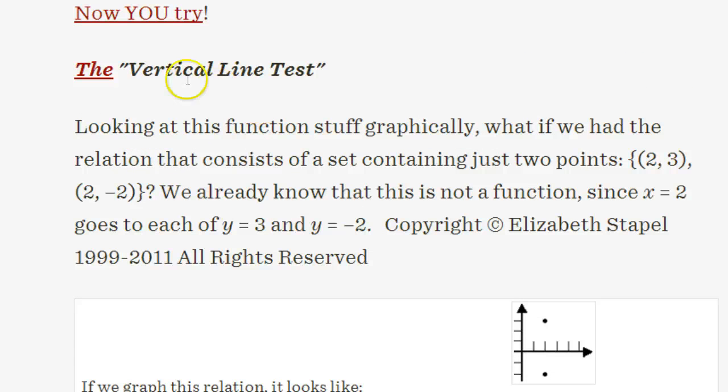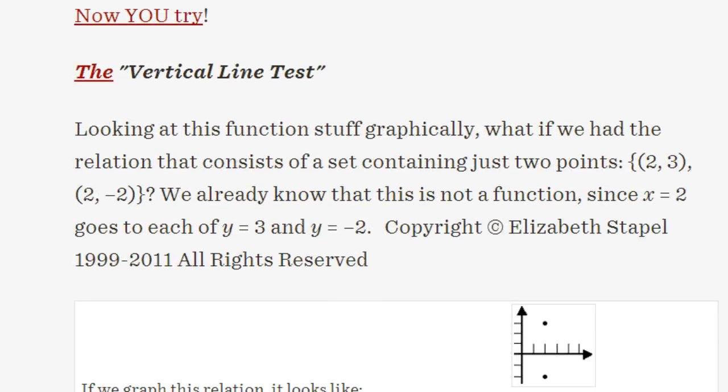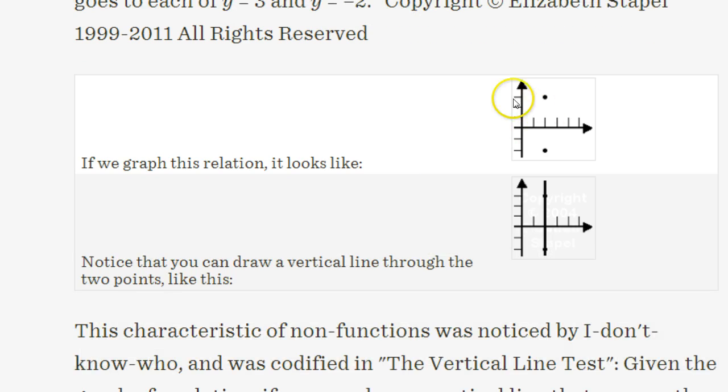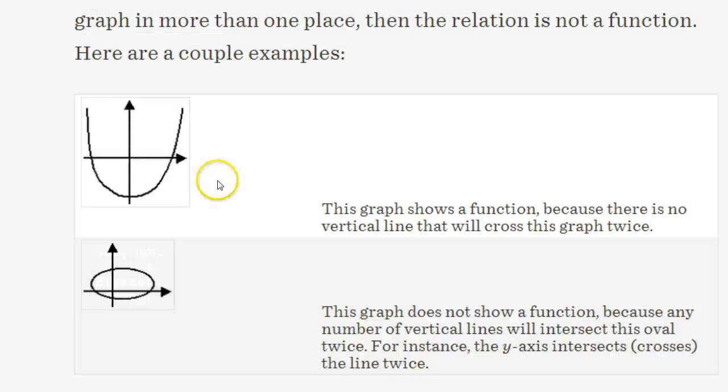Okay, now you've heard of the vertical line test, everyone, so this should not come as a surprise. Let's look at the function stuff graphically. What if we had a relation that consists of a set of just 2 points, (2, 3) and (2, -2)? We already know this is not a function since x equals 2 goes to each of y equals 3 and -3. If we look at it, they're both over each other, so this would not be a graph of a function because it does not pass the vertical line test.